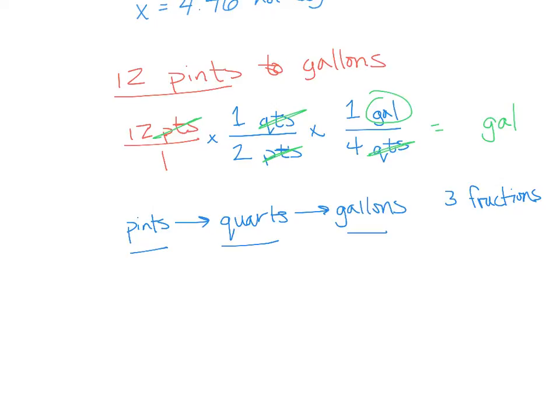So 12 times 1 times 1 is 12. 1 times 2 times 4 is 8. And when you do 12 divided by 8, you get 1.5 gallons. So 12 pints of blood is 1.5 gallons of blood.